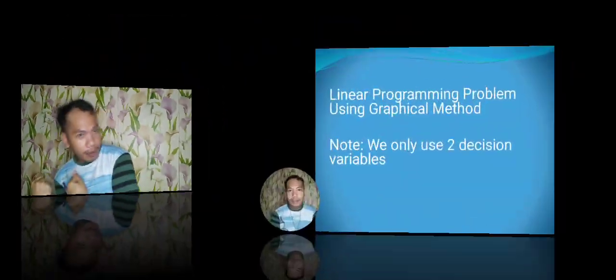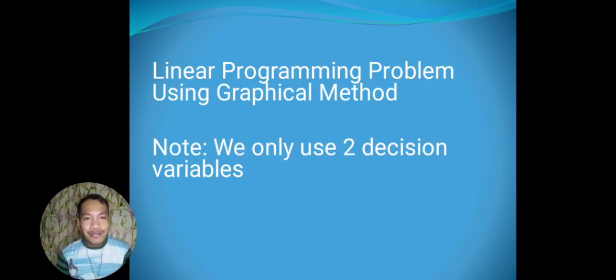How to make linear programming using the graphical method. So there you have it, the example. Here you go guys, we will have our example for linear programming using the graphical method, and I already note that we only use two decision variables to get the optimal solution of our problem. Now let's proceed to the main problem.